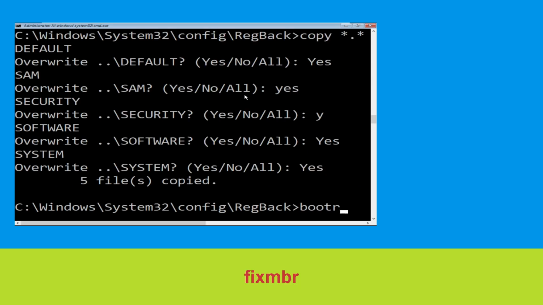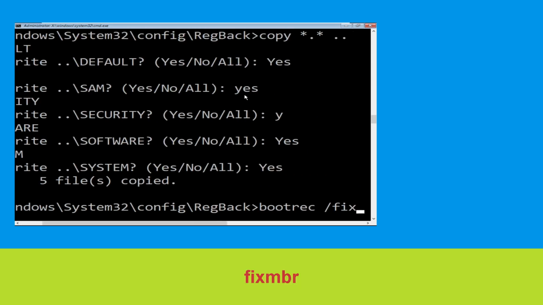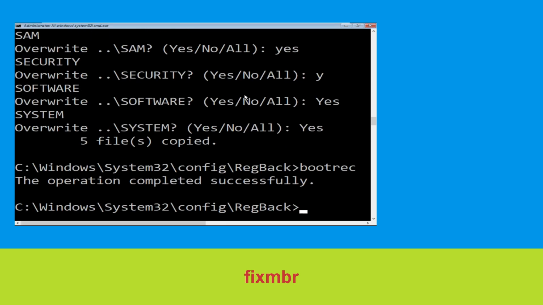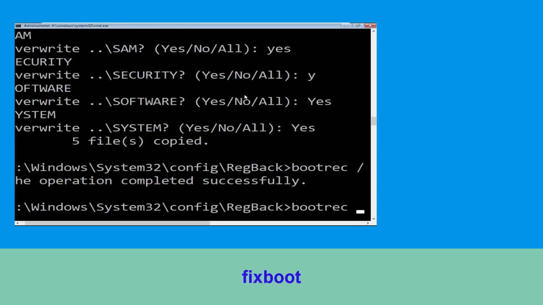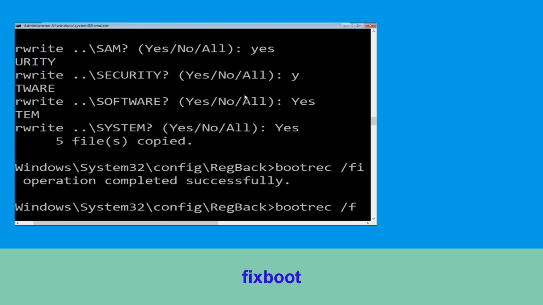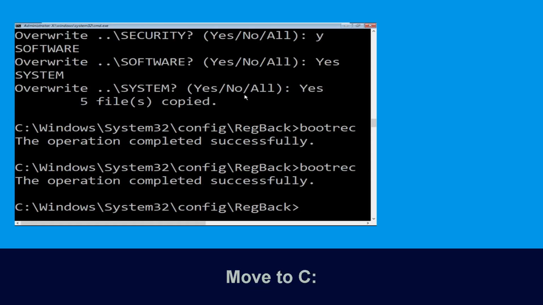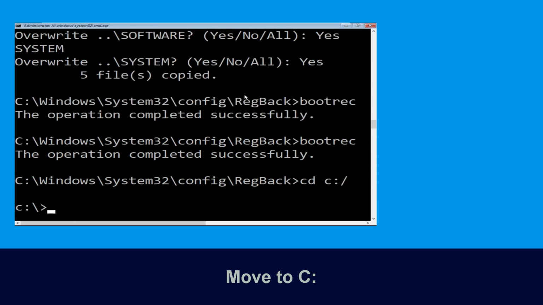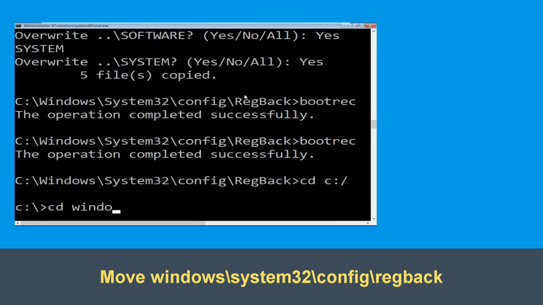Now execute this command. Type bootrec space /fixmbr and simply hit enter. Type bootrec space /fixboot and hit enter. Type cd space c: / and hit enter. Now type cd space windows /system32 /config /regback and hit enter to execute.